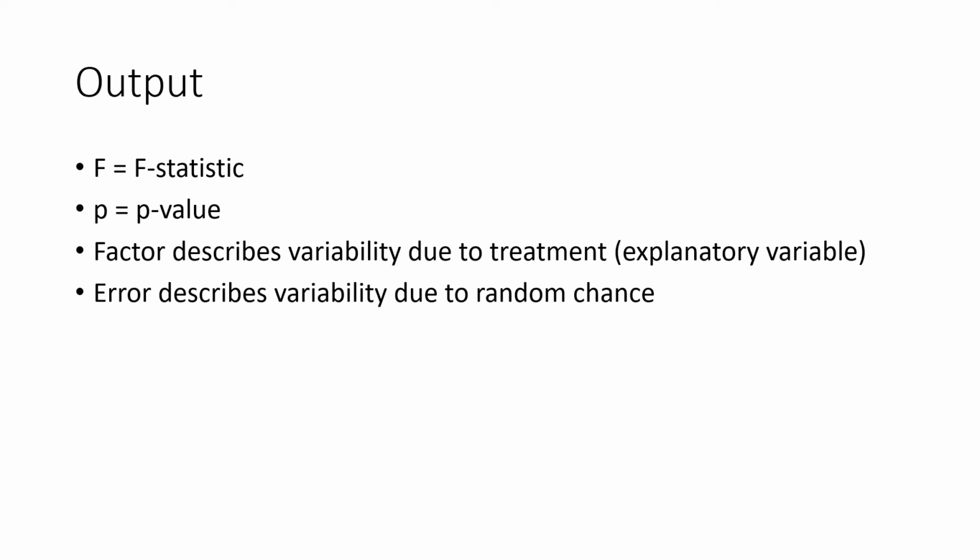The output of the Anova gives you the value F. That's the F statistic, the test statistic that we're finding the probability of being at least as extreme as. P is the p-value. And then there are sections labeled factor and error. Factor is describing the amount of variability due to the treatment or explanatory variable, and the error section is describing the variability due to random chance. So don't worry if you see the word error on your screen. It's not saying that there was a problem, it's just describing the variability due to random chance.